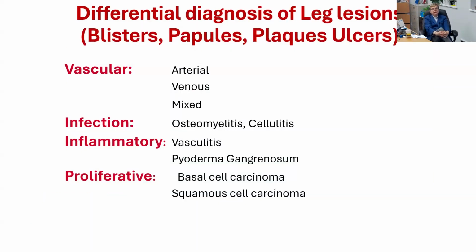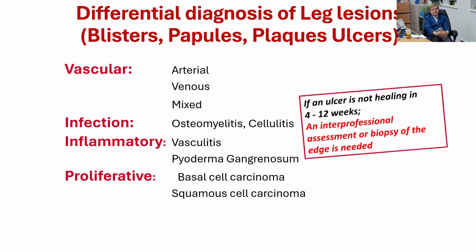Next slide. And here you see the differential diagnosis. Take a picture if you like. Arterial, venous, or mixed. Infection, osteomyelitis, or cellulitis. Inflammatory. We showed you the vasculitis and pyoderma gangrenosum. In other talks, I've talked about basal cells and squamous cell. And a basal cell can look like granulation tissue.